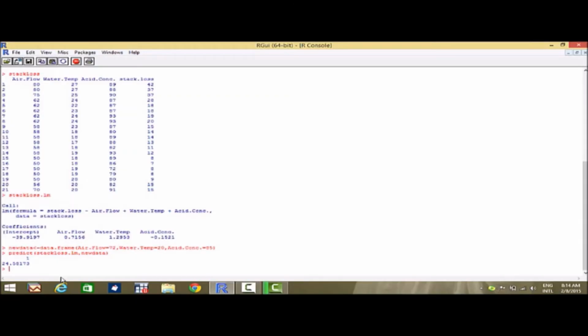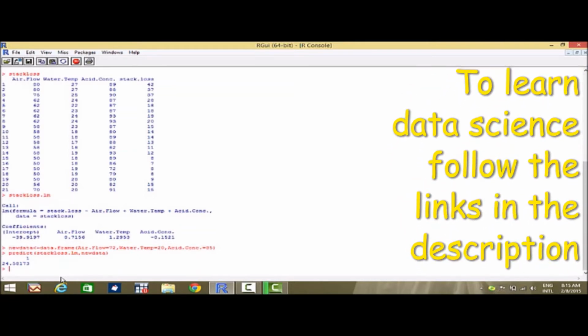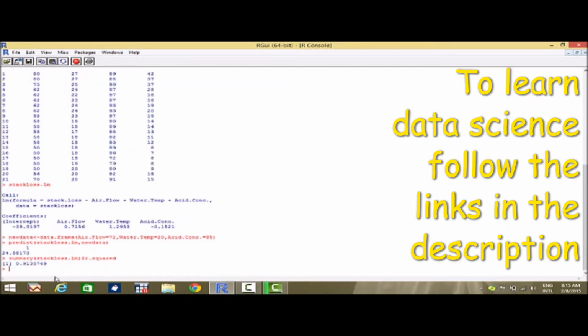Now suppose I want to find out the value of the multiple coefficient of determination for this case. As we all know, when there's a multiple linear regression, the coefficient of determination is called the multiple coefficient of determination. How do we do that? As we've seen in the previous video for the case of a simple linear regression, the same thing happens here. We can write summary of stack loss dot lm dollar r squared, and we get the value to be 91.35%.